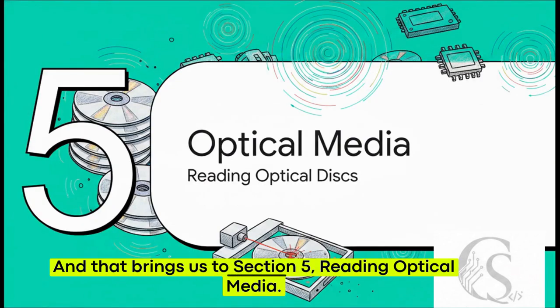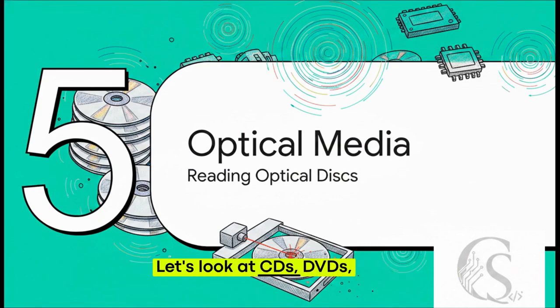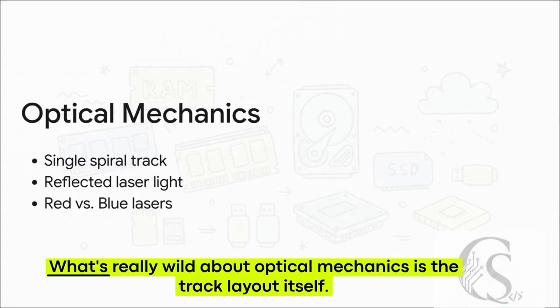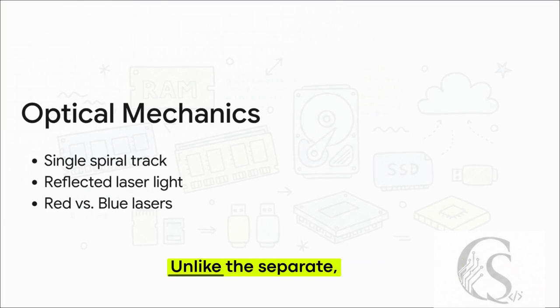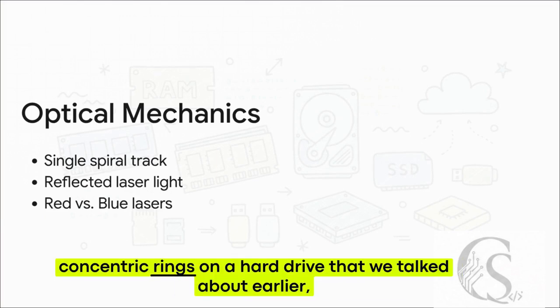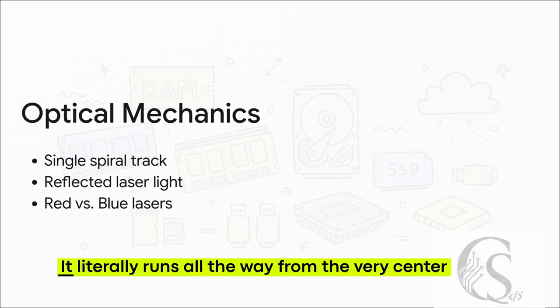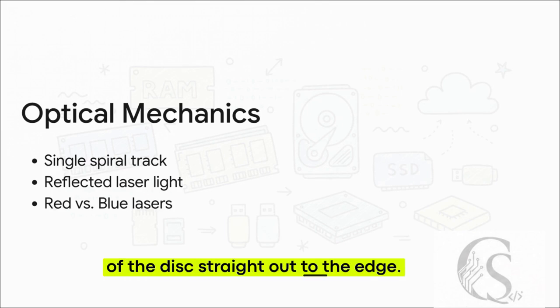And that brings us to Section 5, Reading Optical Media. Let's look at CDs, DVDs, and Blu-ray discs and find out exactly how lasers read their secrets. What's really wild about optical mechanics is the track layout itself. Unlike the separate concentric rings on a hard drive that we talked about earlier, optical discs use a single, continuous spiral track. It literally runs all the way from the very center of the disk straight out to the edge.